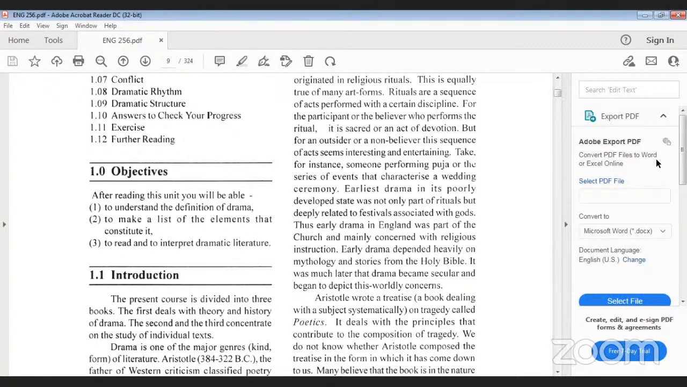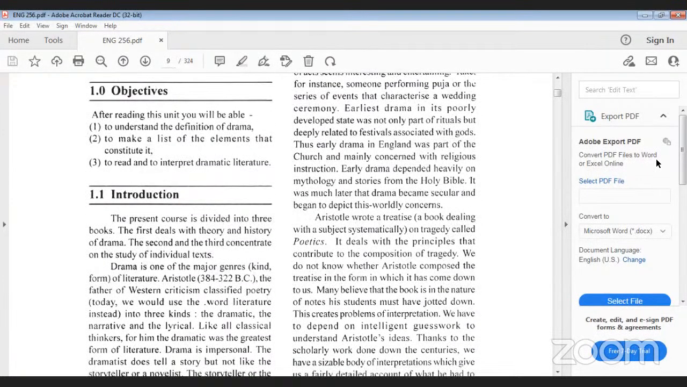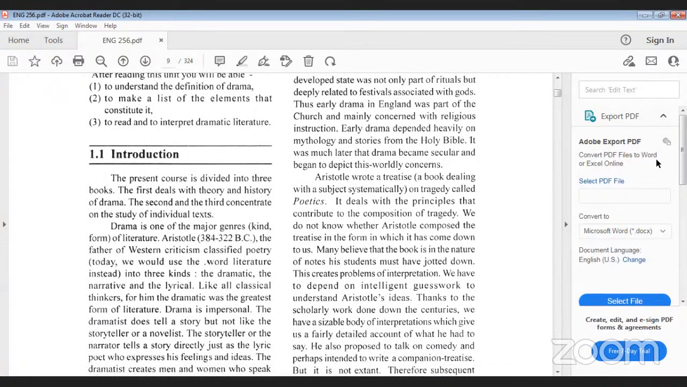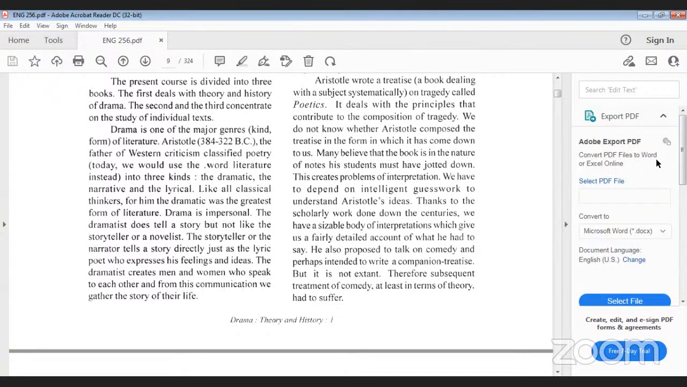Aristotle wrote a precise book dealing with a subject systematically, on tragedy, called Poetics. It deals with the principles that contribute to the constitutive composition of tragedy. We do not know whether Aristotle composed it in the form in which it has come down to us. Many believe that it is in the nature of notes his students must have jotted down. This creates problems of interpretation. We have to depend on intelligence and guesswork to understand Aristotle's ideas, thanks to the scholarly work done down the centuries.